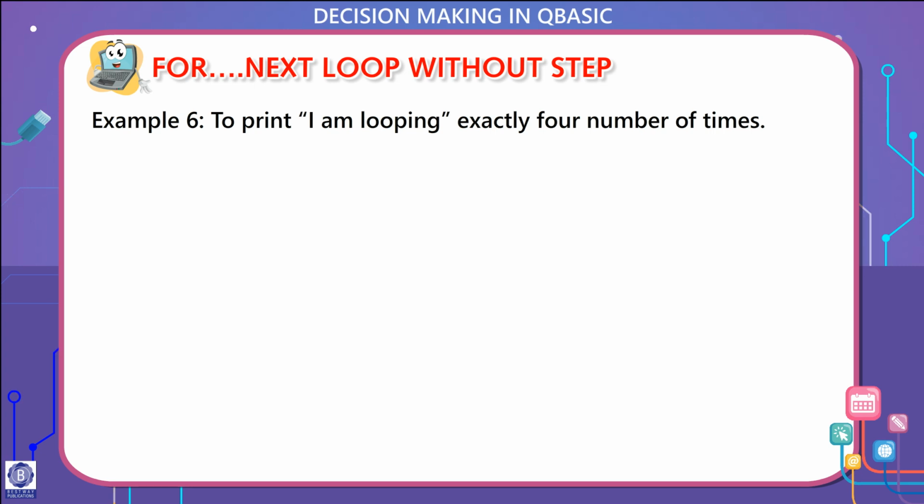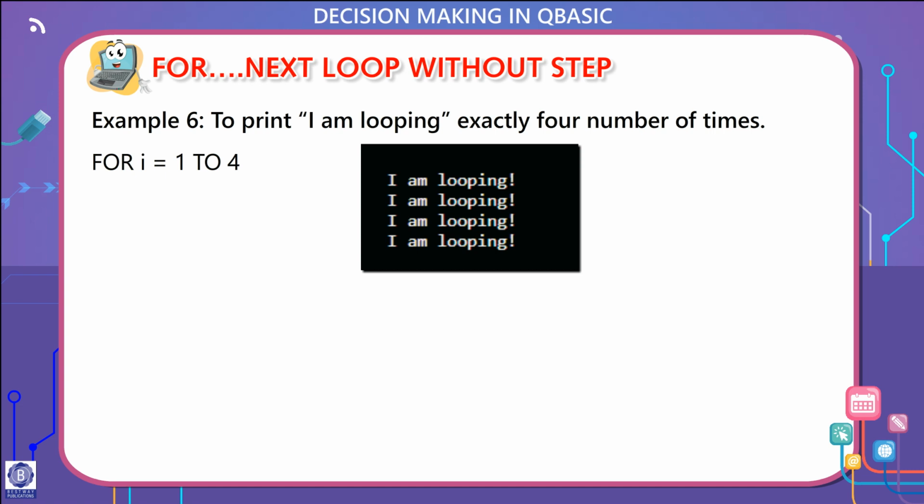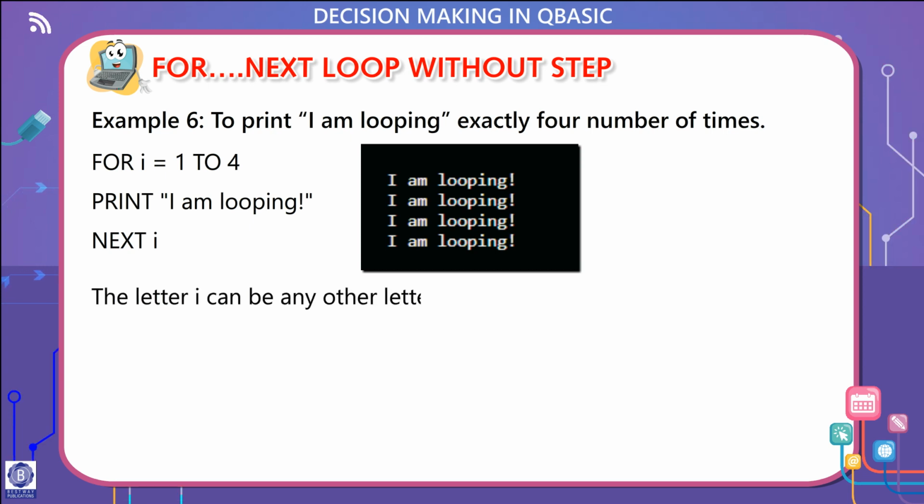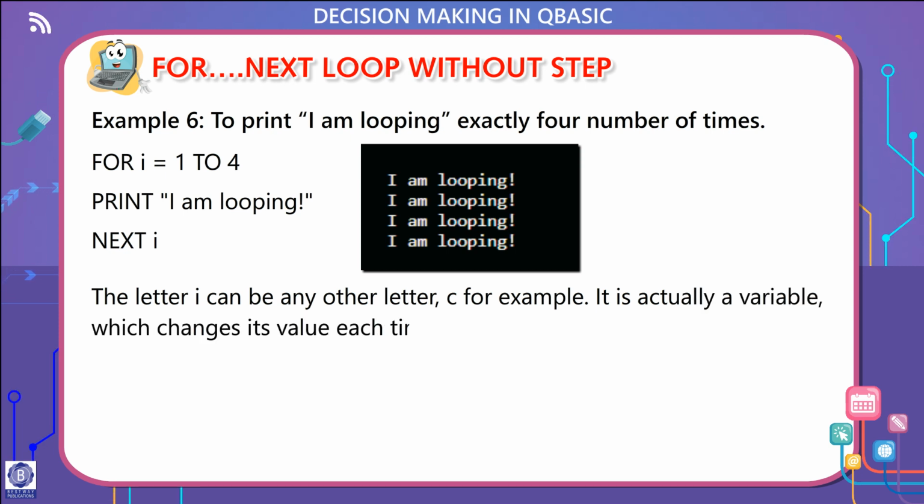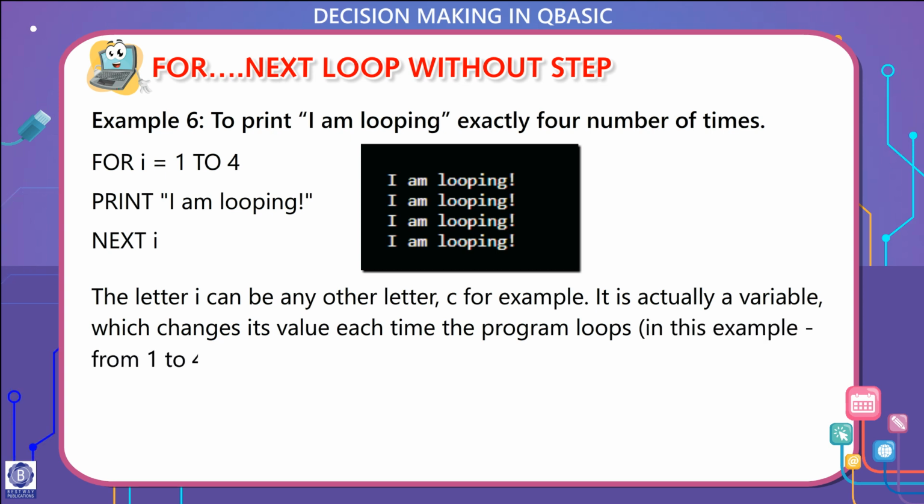Example 6. To print "I am looping" exactly 4 times: For I = 1 to 4, Print "I am looping", Next I. The letter I can be any other letter. It is actually a variable which changes its value each time the program loops, in this example from 1 to 4.